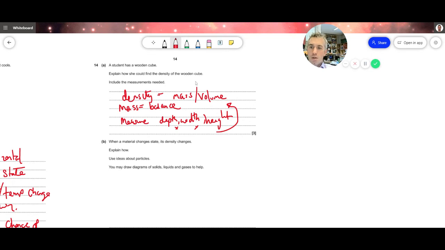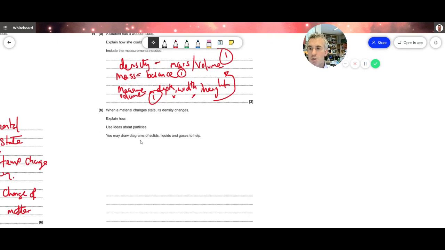So you need this equation, 1 mark. Talk about how you get the mass, that's a mark, and how you get the volume for your 3rd mark. When a material changes state, its density changes. Talk about particles.